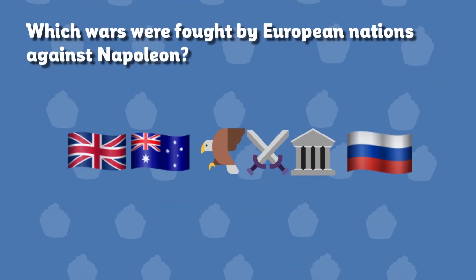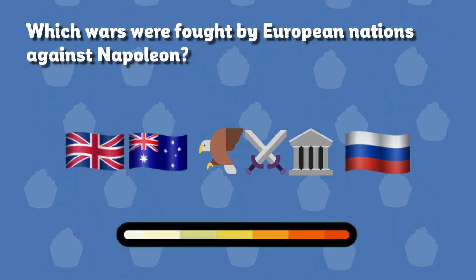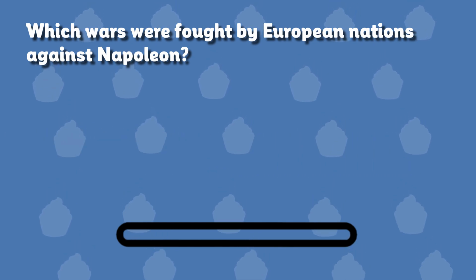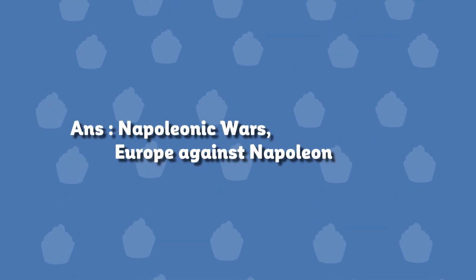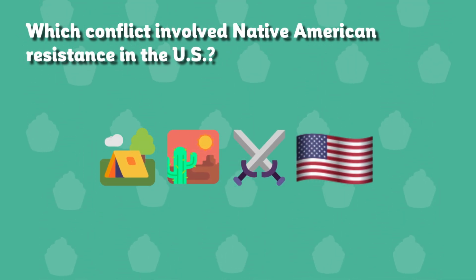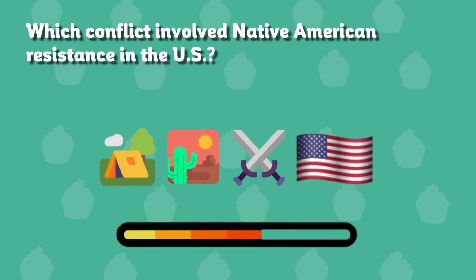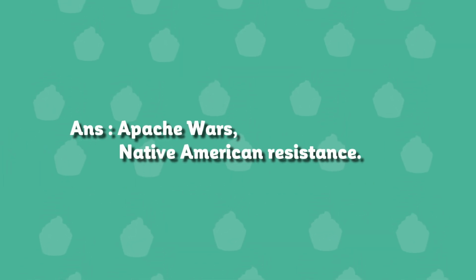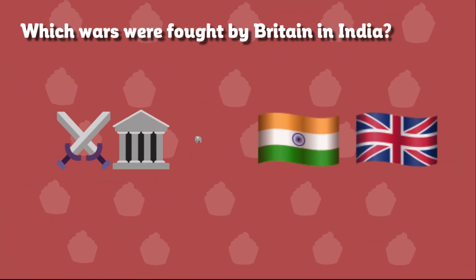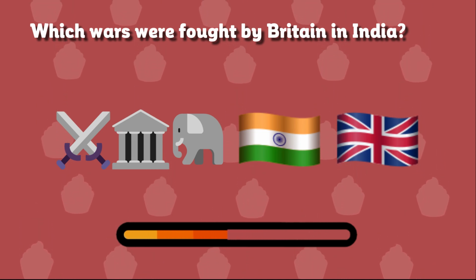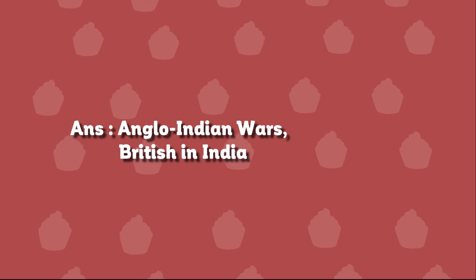Which wars were fought by European nations against Napoleon? Napoleonic Wars. Europe against Napoleon. Which conflict involved Native American resistance in the US? Apache Wars. Native American resistance. Which wars were fought by British in India? Anglo-Indian Wars, British in India.